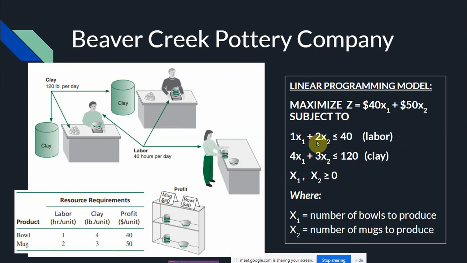So the first constraint that we have is x1 plus 2x2 is less than or equal to 40 hours of labor. And then for the clay, it's 4x1 plus 3x2 is less than or equal to 120 pounds of clay. And then our non-negativity constraints are x1 and x2 are greater than or equal to 0.